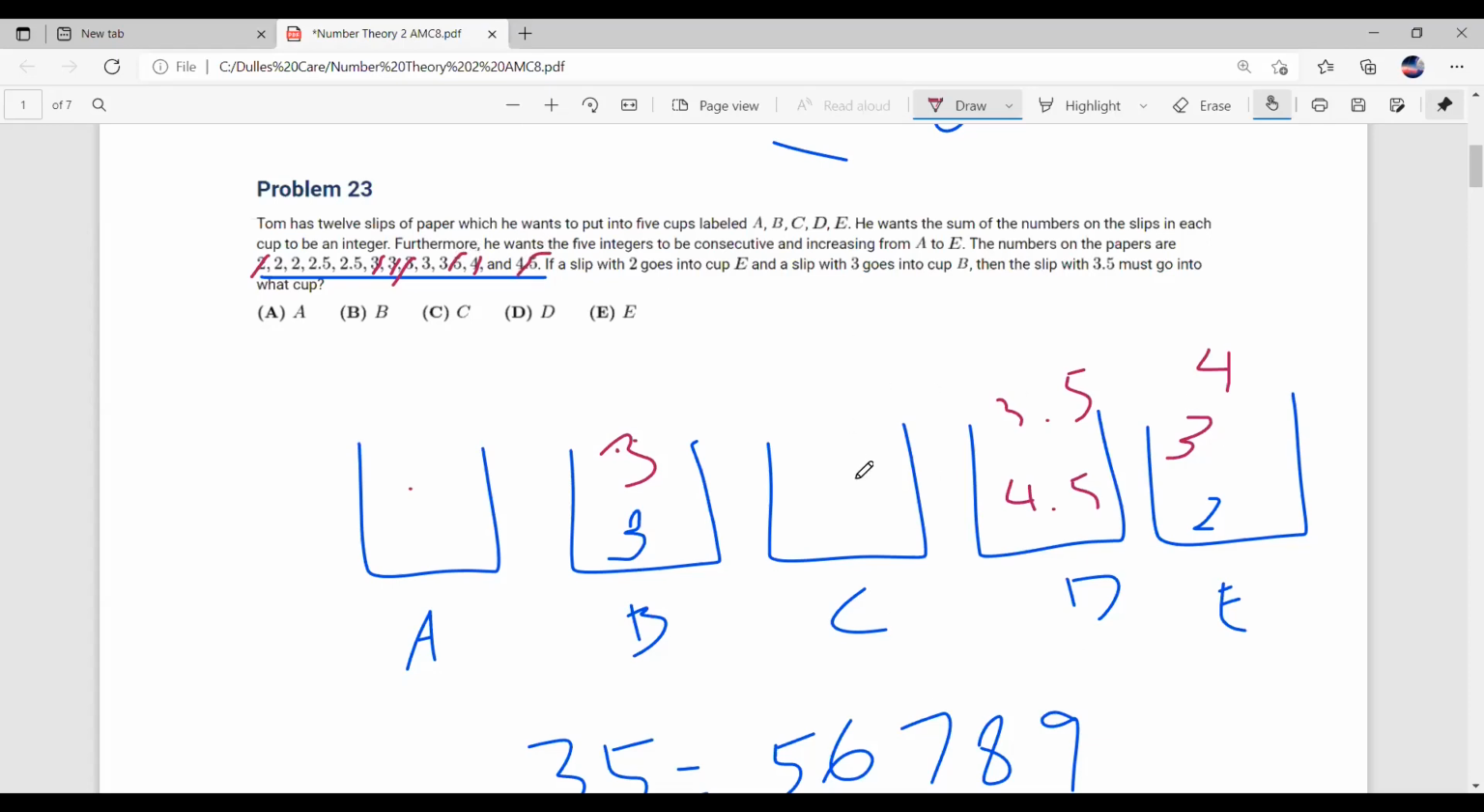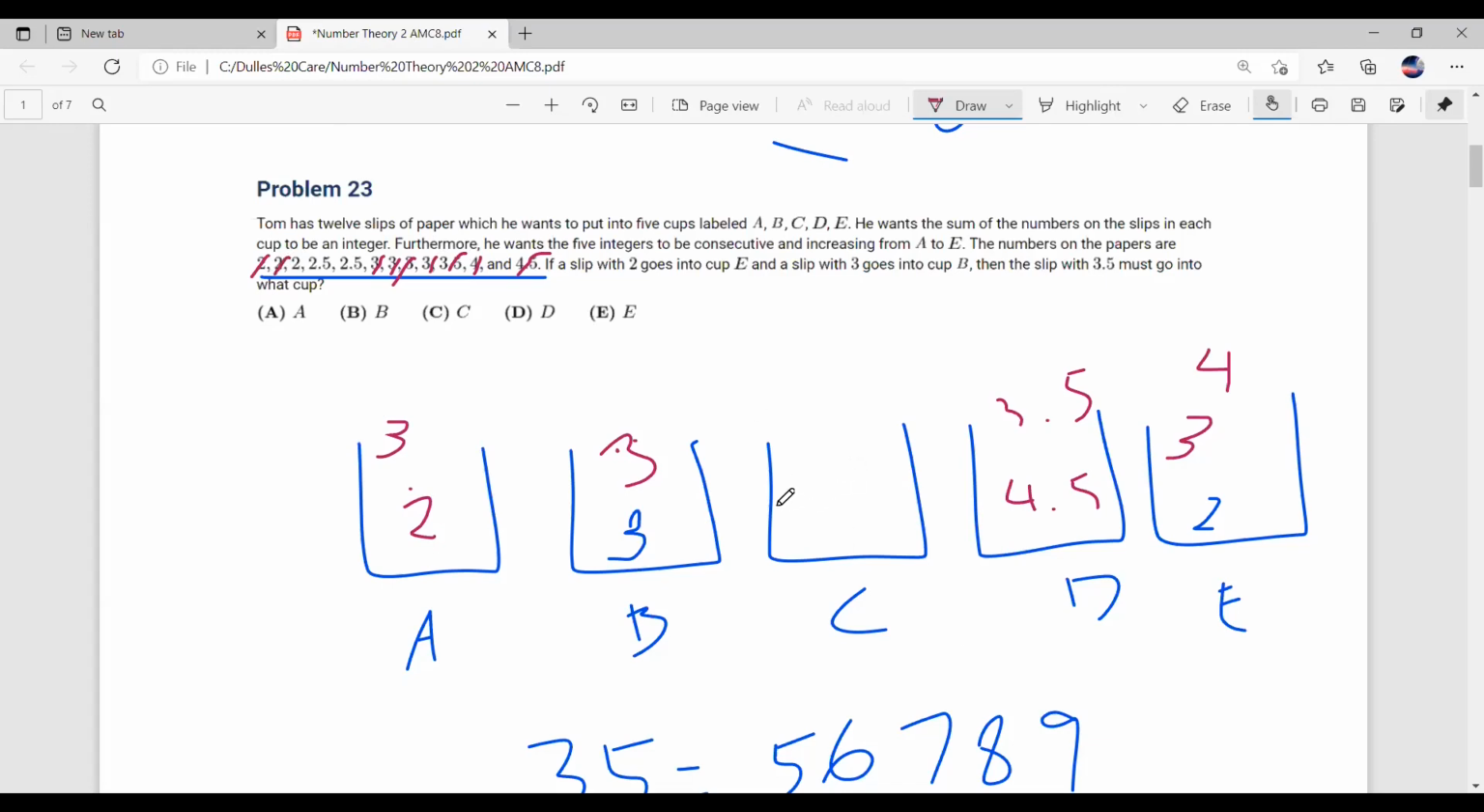Now did you just see what we did? The 3.5 must go in cup D. However, is this necessarily true? Let's see if the rest of the numbers work out. So 2 and 3 go here. That's for sure.